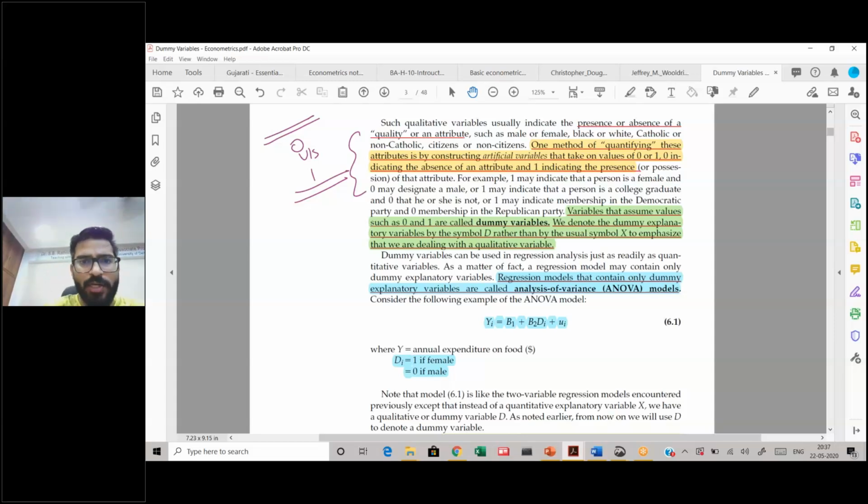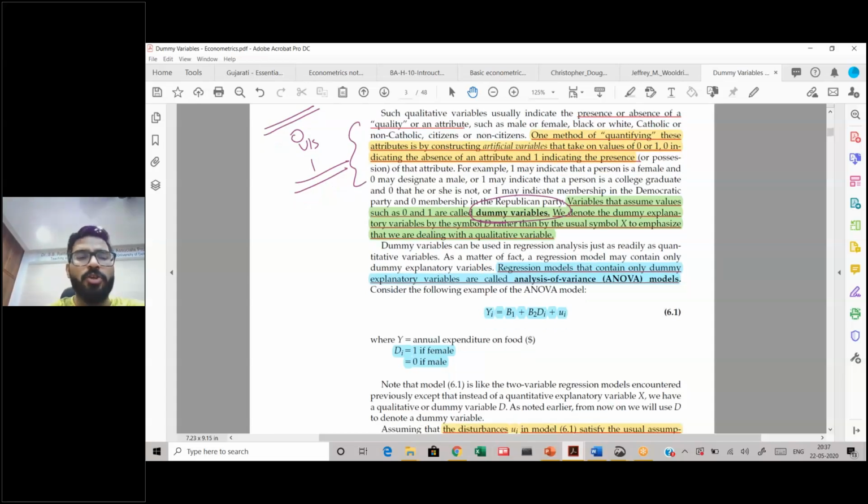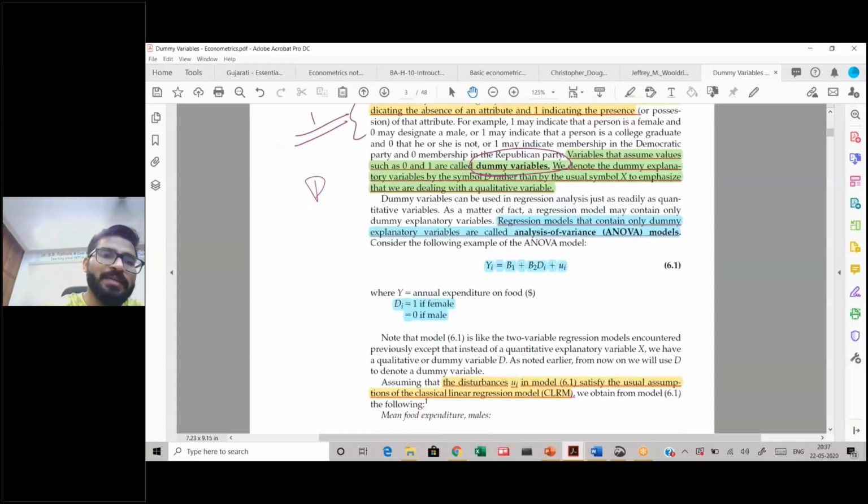And as I've already told you, these are variables which will take 0 and 1, and we usually represent this by D. So any numerical continuous variable that we have in regression is symbolized by X, and any variable which will take a value of 0 or 1 is characterized in the regression equation as D.